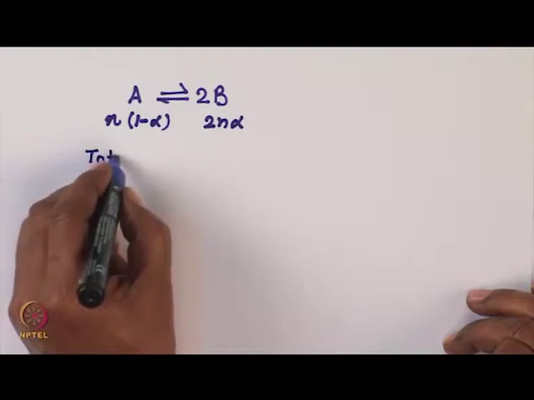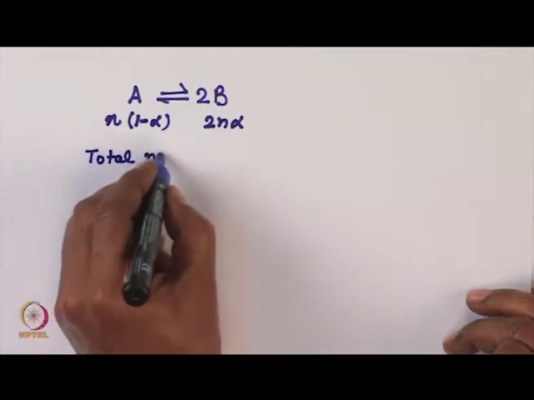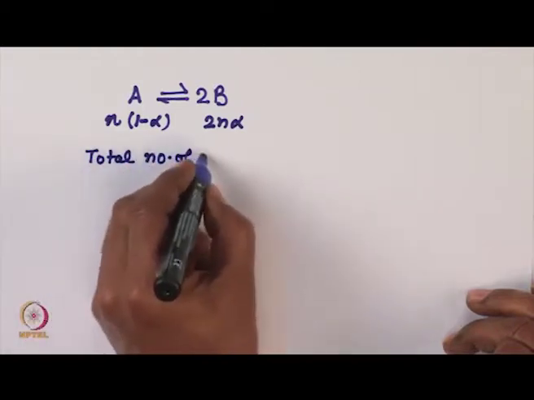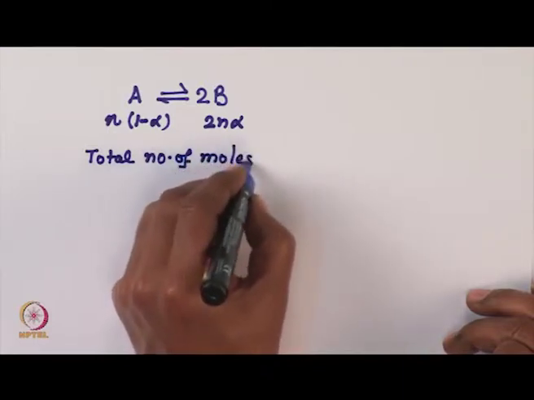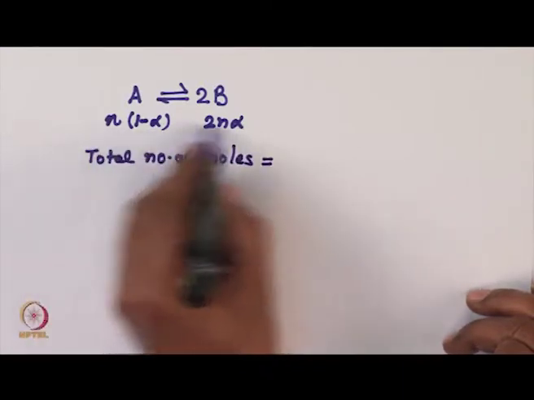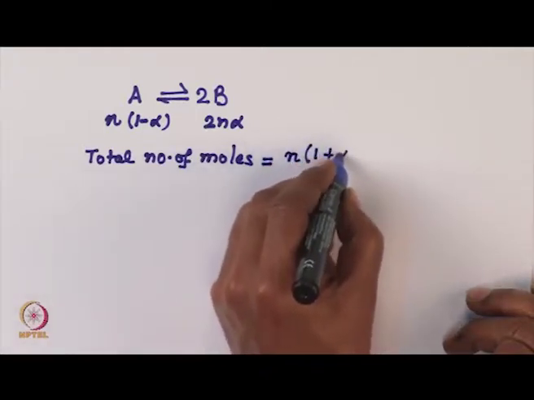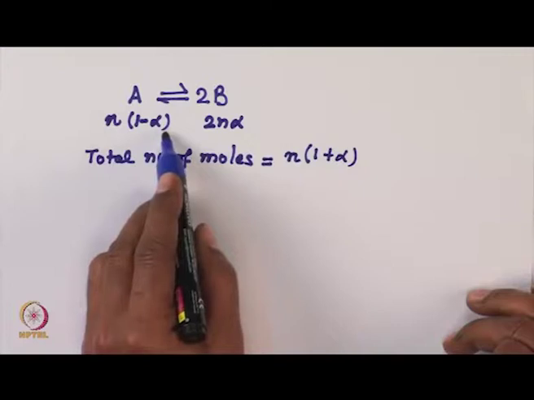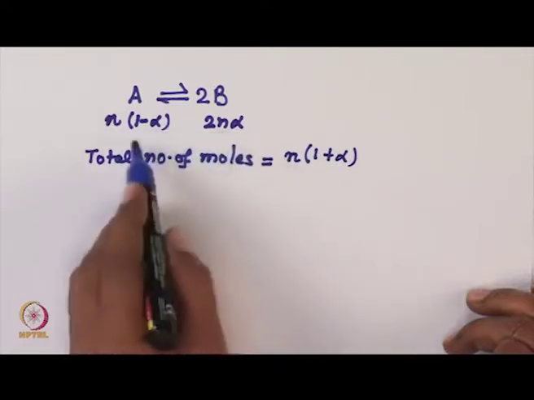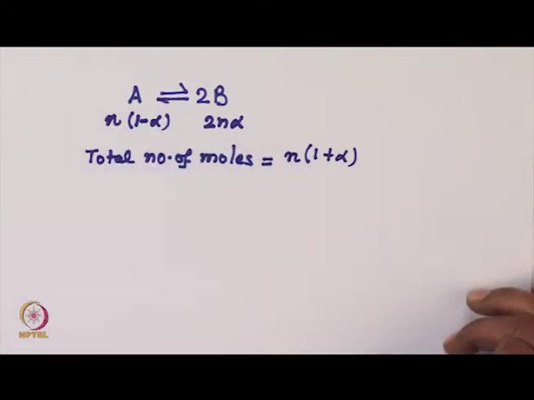Total number of moles is equal to, you add both, it will come out to be N into 1 plus alpha. N into 1 minus alpha plus 2N alpha will come out to be N into 1 plus alpha.